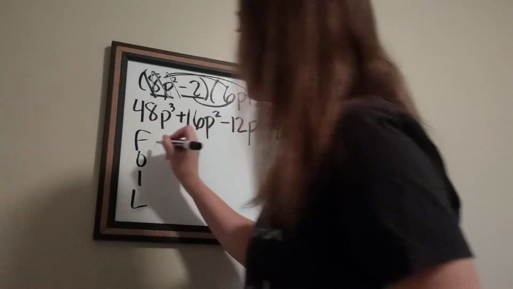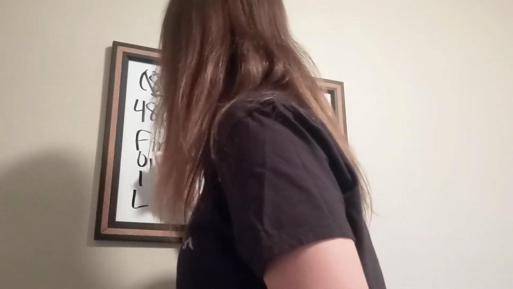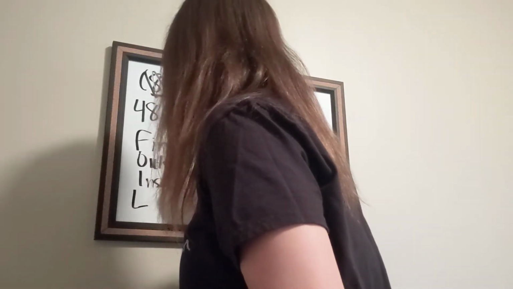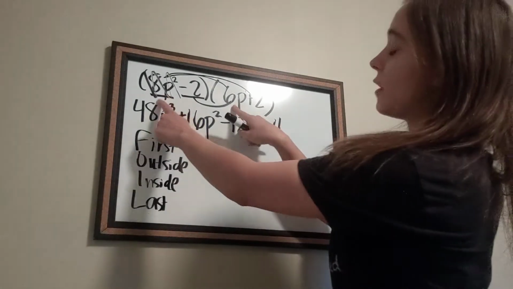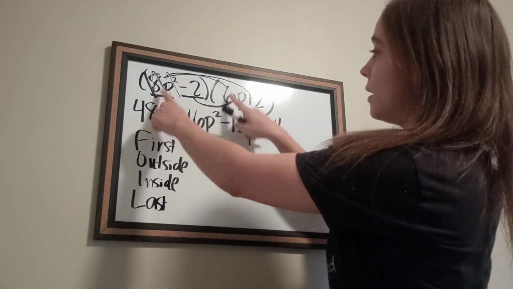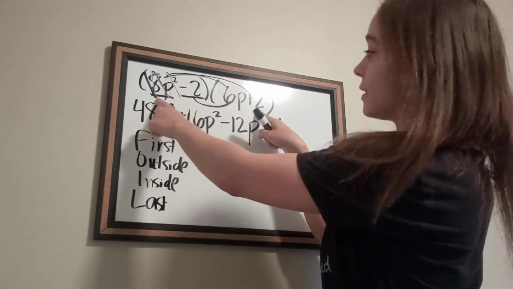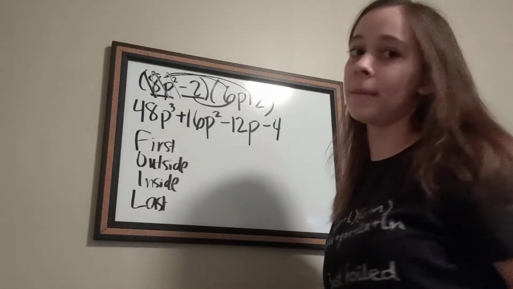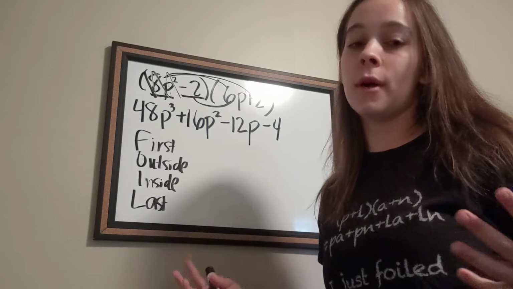Some people call this FOIL. So if you've heard that method before, you're welcome to use it. It stands for first, outside, inside, last. Because you multiply the first term from each parentheses, then the outside terms from each parentheses, then the inside terms from each, and then the last terms from each. So if acronyms help you, you're welcome to use it.